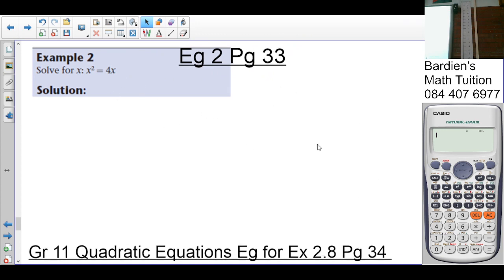Okay. Again, example 2, solve for x. x squared is equal to 4x. What do we do first? Can I divide by x? No. Why? You're going to lose a solution. So the first thing is we need to get it in standard form.